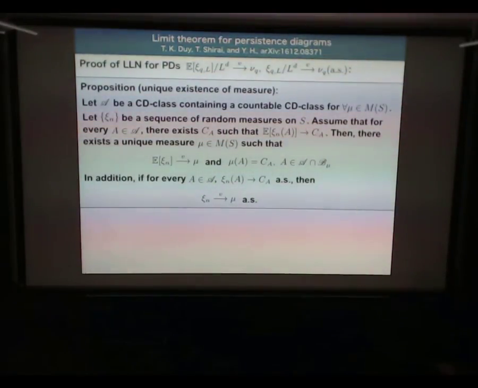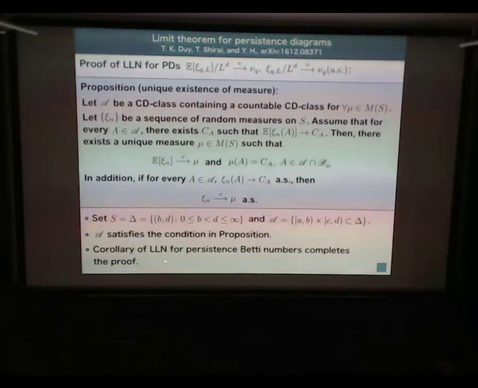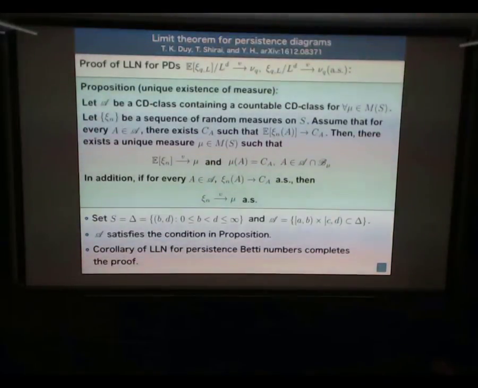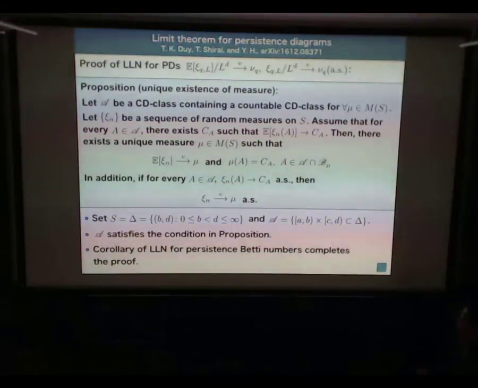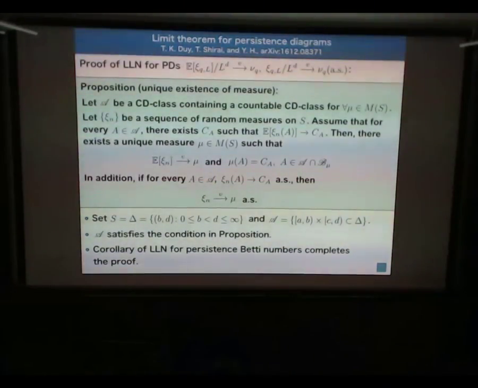We first show a key lemma, a key proposition. Actually, this proposition guarantees that the partial information coming only from the rectangular regions is sufficient in this setting to build a unique measure. Then, from the corollary shown on the previous slide, we can complete the proof. So this is a sketch of the proof of the limiting persistence diagram. Let me denote such a limiting persistence diagram by nu here.